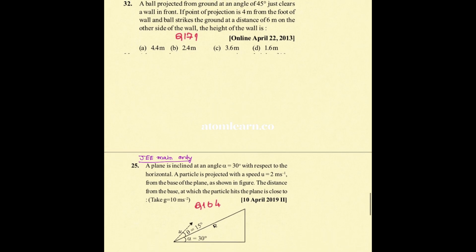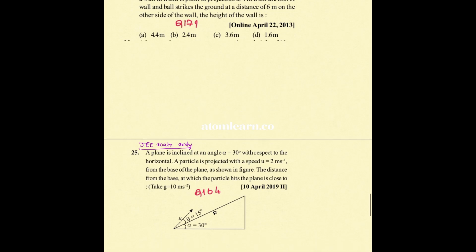Let's go to the next question, which is: a ball is projected from the ground at an angle of 45 degrees, and just clears a wall in front. If the point of projection is 4 meters from the foot of the wall and the ball strikes the ground at a distance of 6 meters on the other side of the wall, then the height of the wall is.